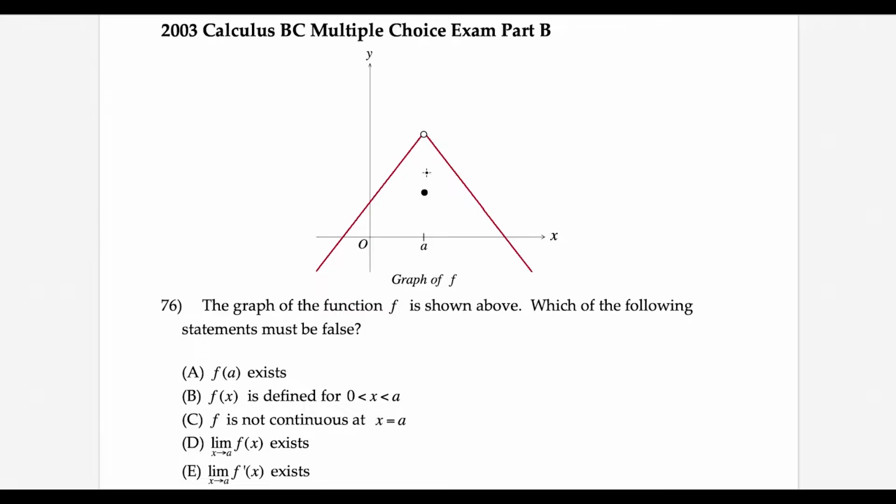So let's jump into this. First up here, question 76, we have a graph of f. We want to know which of the following statements must be false.